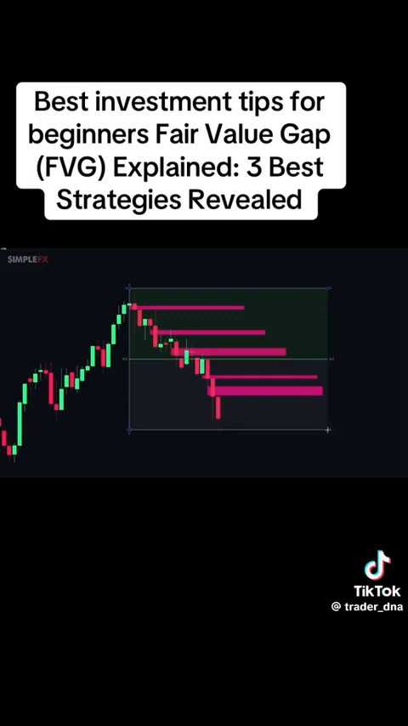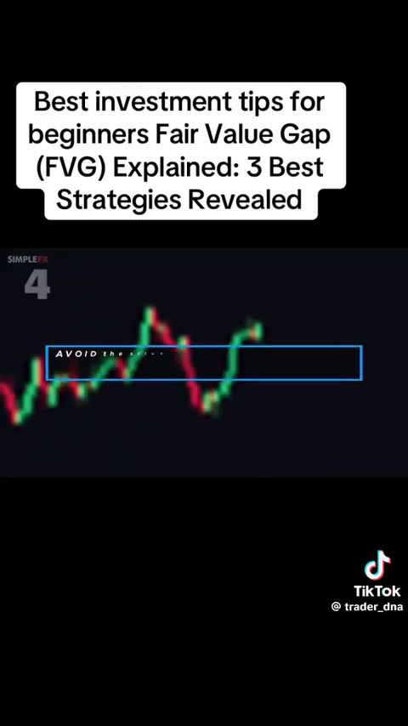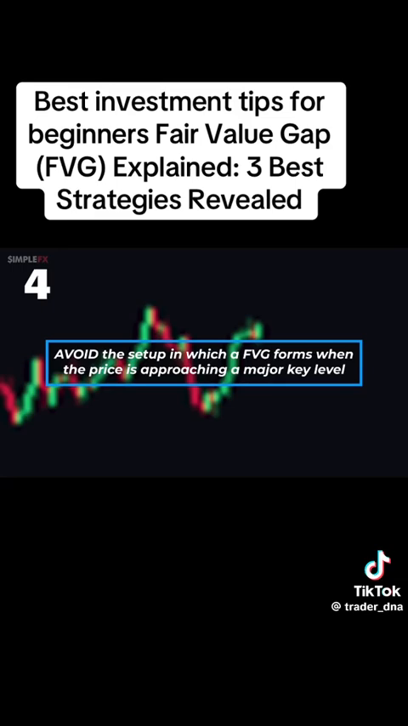Drag the tool from the swing high to the swing low, and only focus on the gaps located on the top area. Number 4. A type of setup you should absolutely avoid is when a fair value gap forms as the price approaches a major key level.